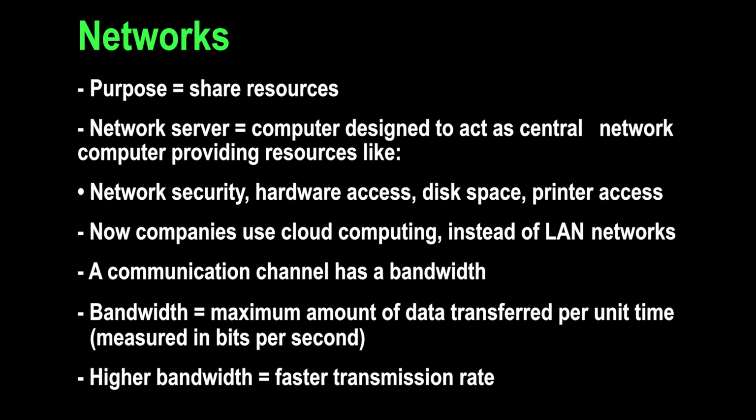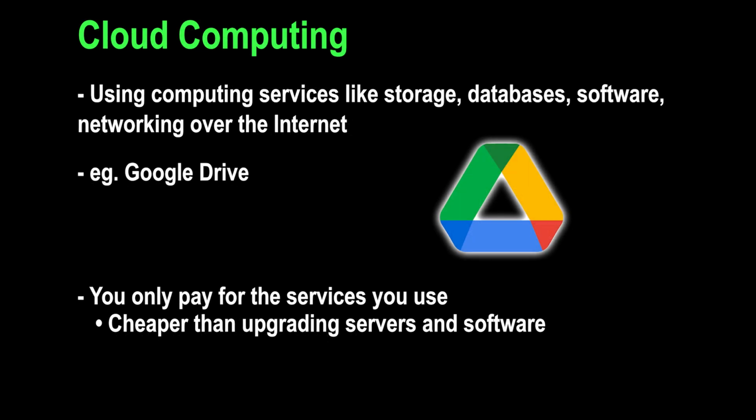A communication channel has a bandwidth, with the bandwidth being the maximum amount of data transferred per unit time, measured in bits per second. A higher bandwidth means a faster transmission rate. Cloud computing is the use of computing services like storage, databases, software, and networking over the internet, an example being Google Drive. You only pay for the services you use, making it cheaper than upgrading servers and software.